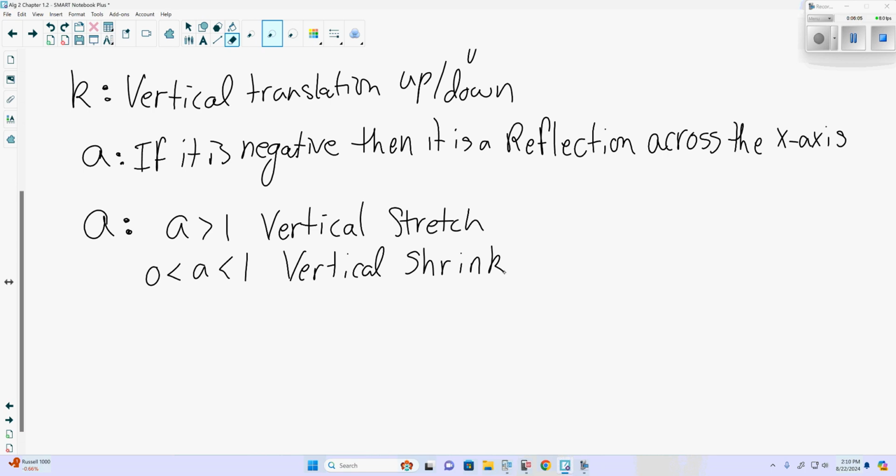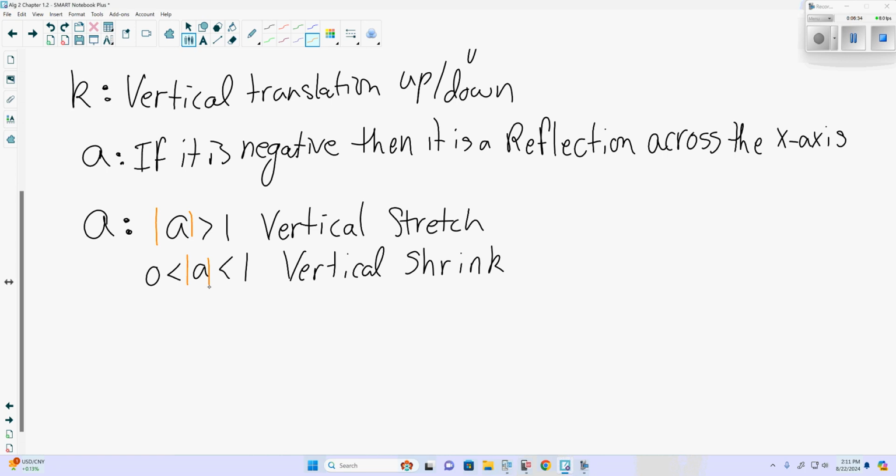Now, this isn't the textbook definition of vertical stretch and shrink. The textbook definition has one more piece to it. You do not have to write this. The only thing that the textbook definition adds is absolute value. If the absolute value of a is greater than 1, it's a vertical stretch. If the absolute value of a is between 0 and 1, it's a vertical shrink. That's just because if the a value is -2, the negative is not a part of the stretch or shrink. That's why they add the absolute value.